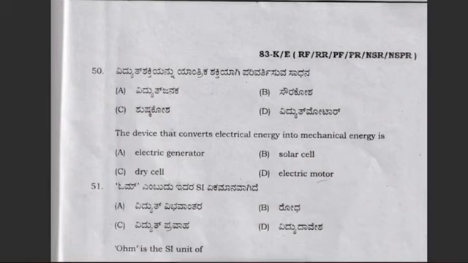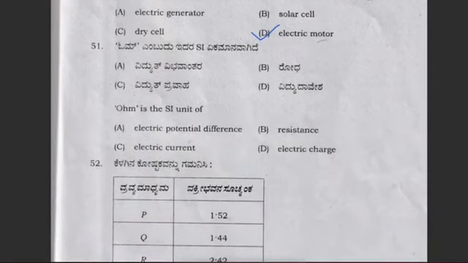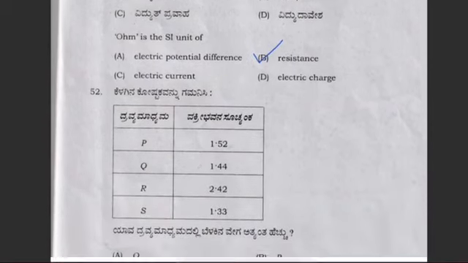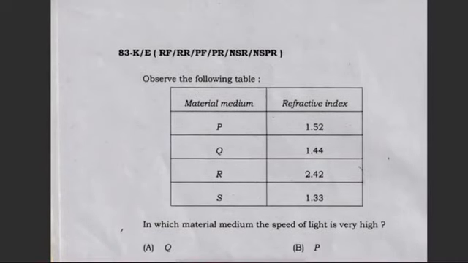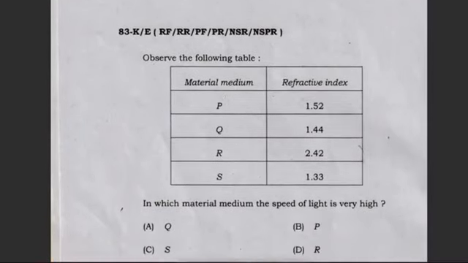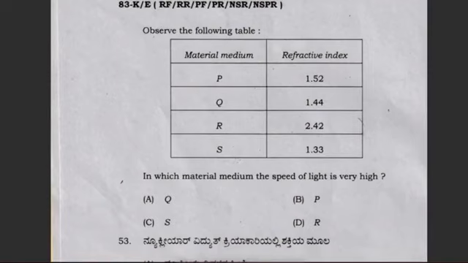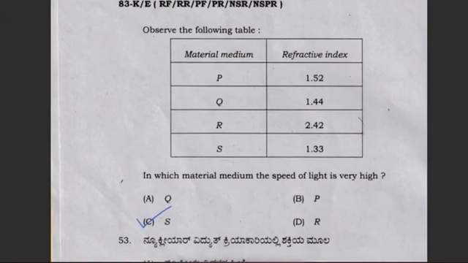The device that converts electrical energy into mechanical energy is electric motor. Ohm is the SI unit of resistance. Observe the following table, material medium. In which material medium is the speed of light very high? Yes. So C is the answer.